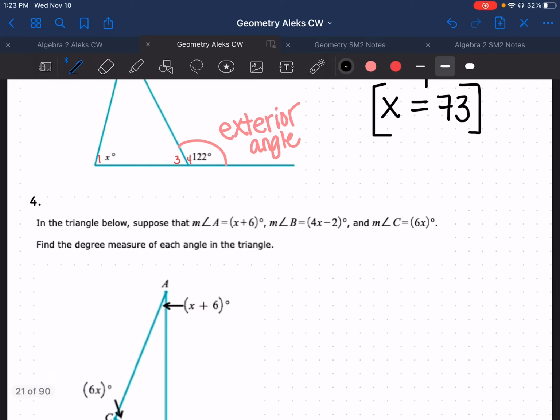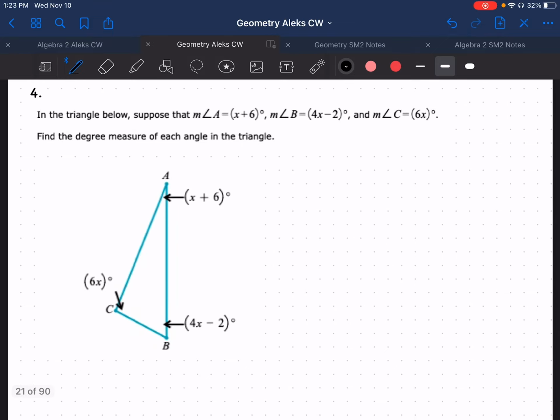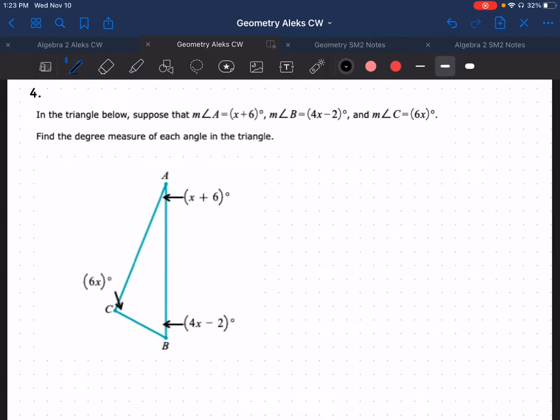Okay. Question number 4 is going to ask you something about a triangle. So in the triangle below, suppose that the measure of angle A is x plus 6 degrees. The measure of angle B is x minus 2 degrees. And the measure of angle C is 6x degrees. Find the degree measure of each of the angles in the triangle.